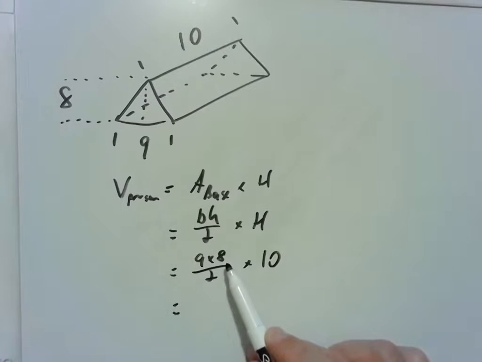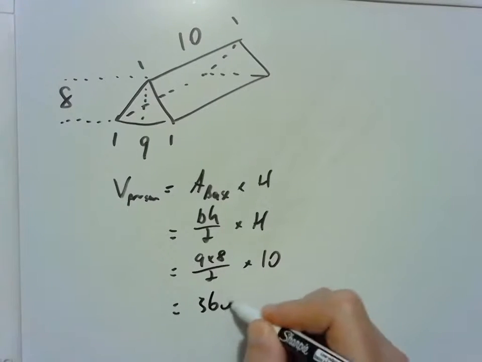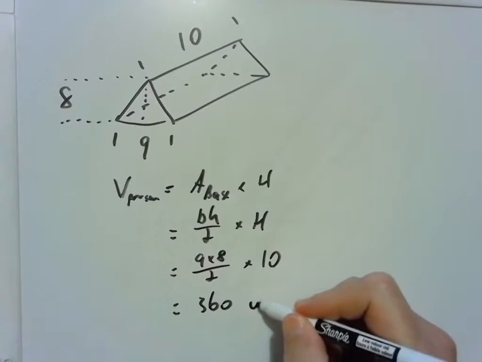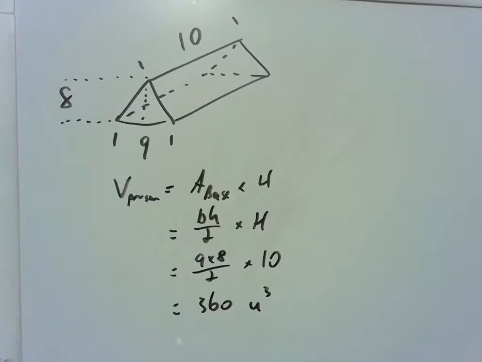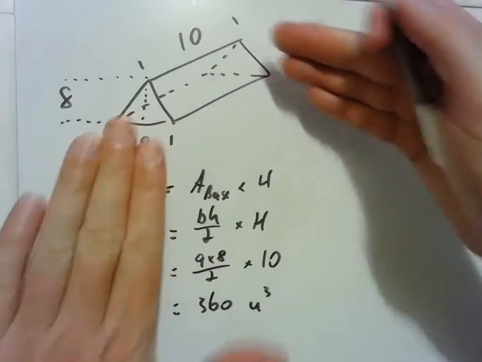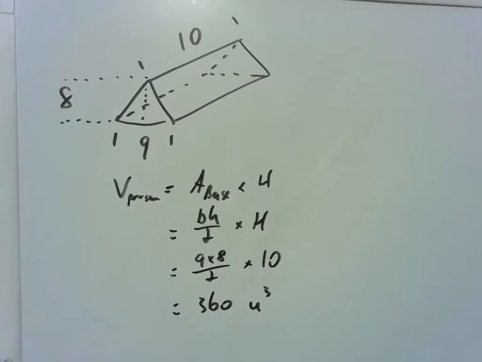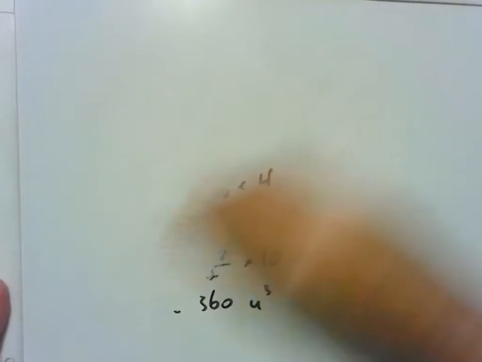9 times 8 is 72. 72 divided by 2 is 36, times 10 is 360, and whatever units they are, they're cubed because it's talking about a volume. So always area of the base times the height: work out what your base is, find the area of that base, and multiply it by the height.